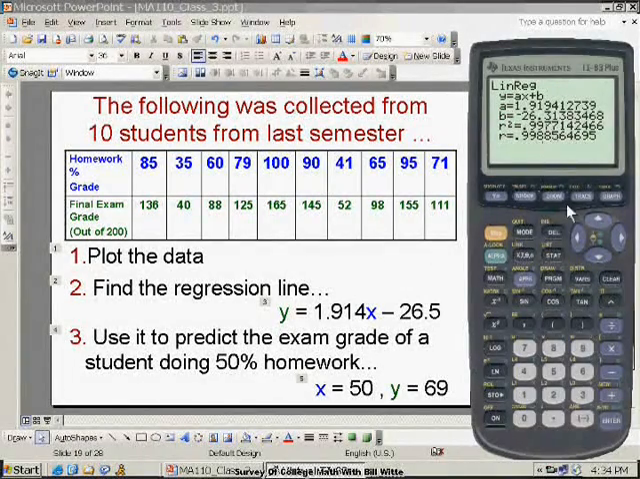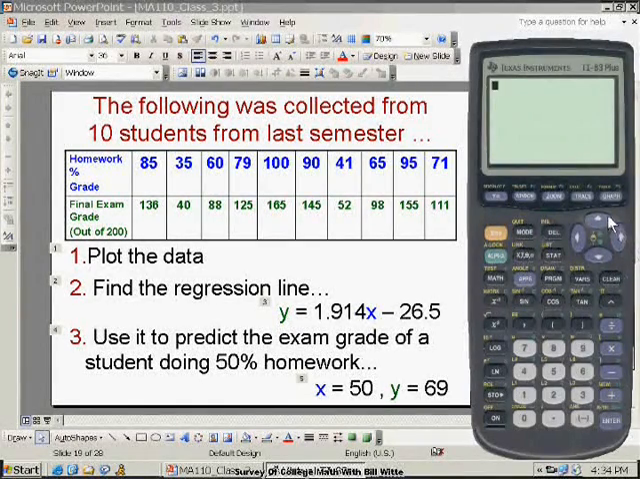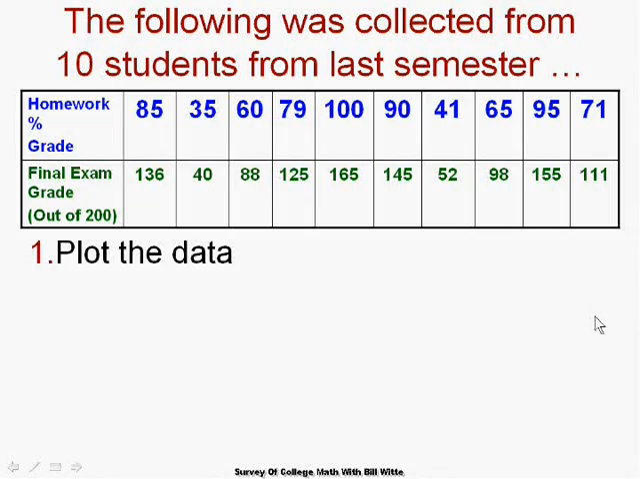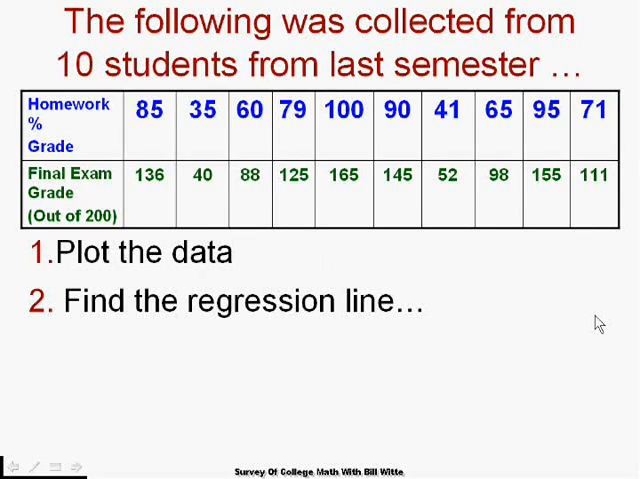Well, let's try this. Okay, let's clear that out. Now I asked you to find the regression line. That's what I mean, the y equals mx plus b line. And we found, basically, rounding, y equals 1.9x minus 26.3.